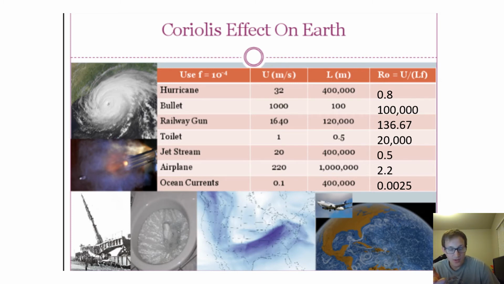Okay, you'll see other low values like jet streams, which is a wind source, greatly affected by the Coriolis effect. Ocean currents, look how low ocean currents are. They are so low that they are influenced the most by the Coriolis effect. Airplanes, slightly. Railway gun, not that much either. Okay, anything that is close to 1, okay, 2, kind of, but anything below 1 is definitely affected by the Coriolis effect.